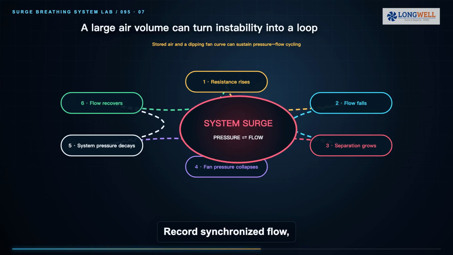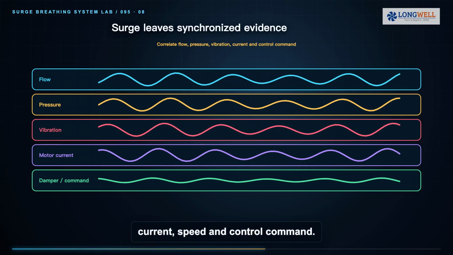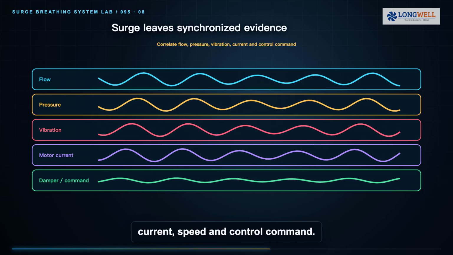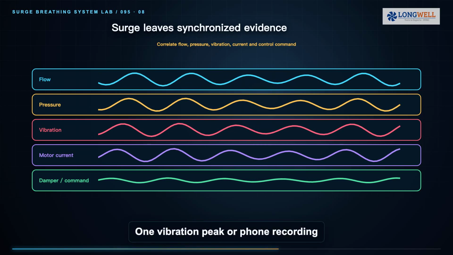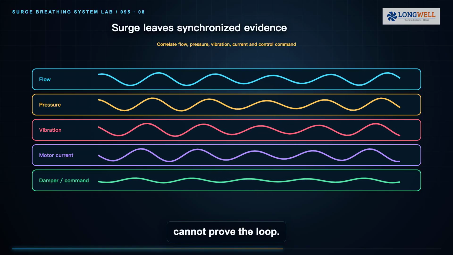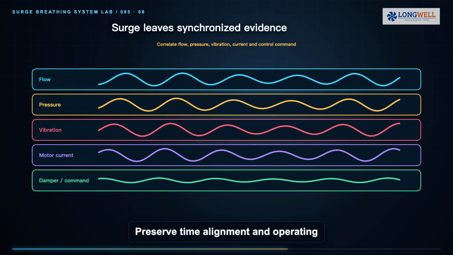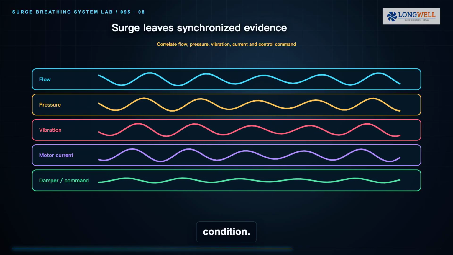Record synchronized flow, pressure, vibration, current, speed, and control command. Surge should produce related pressure flow cycling. One vibration peak or phone recording cannot prove the loop. Preserve time alignment and operating condition.